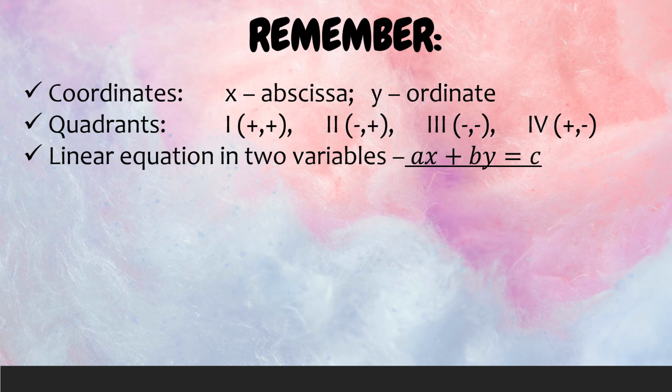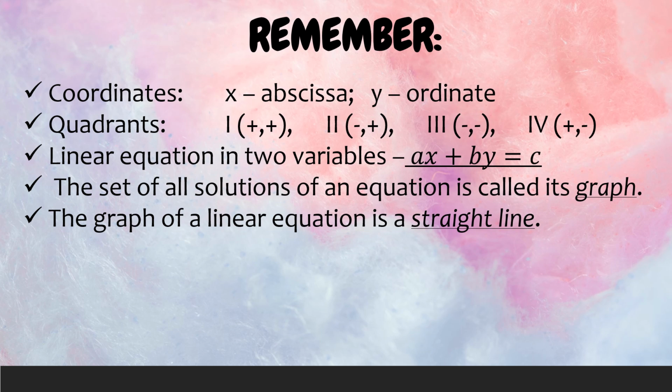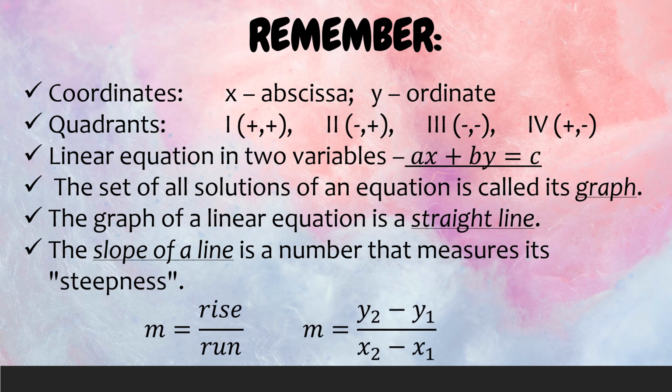Next, what is linear equation in two variables? So the standard form of linear equation is ax plus by is equal to c. Remember, one of the given variables must not be equal to 0. The set of all solutions of an equation is called its graph. And then, the graph of a linear equation is always a straight line. The slope of a line is a number that measures its steepness. Kapag sinabing steepness, that is kung gaano kataas o kung gaano katarik ang slope ng isang line. And the formula for the slope of a line, first is m is equal to rise over run. Pero kapag walang given graph ang isang ordered pairs, we have to use the formula m is equal to y sub 2 minus y sub 1 over x sub 2 minus x sub 1.